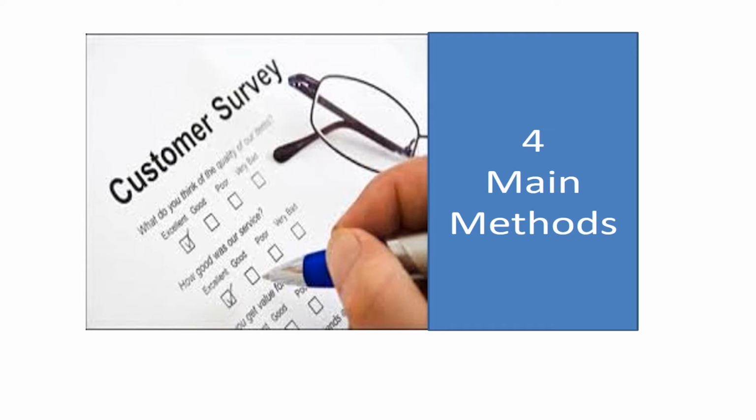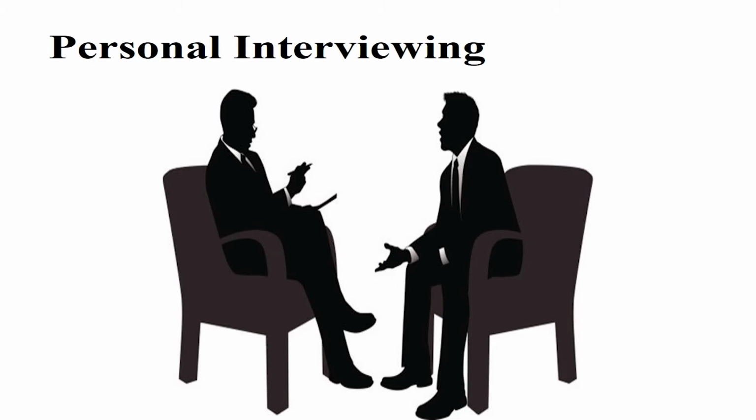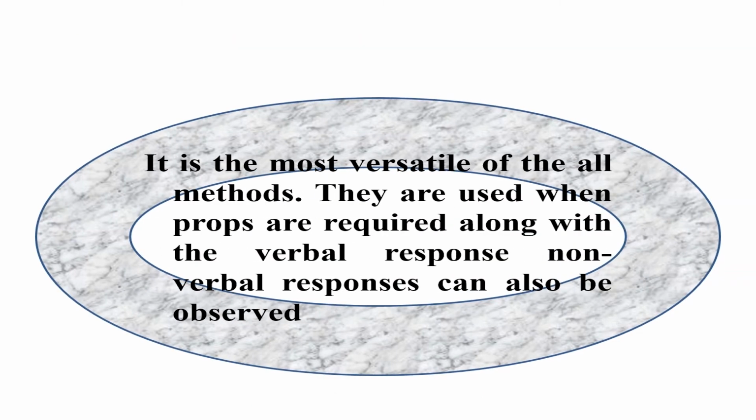The first is the telephonic interview. Telephonic interview stands out as the best method for gathering data quickly. Responses are collected from the respondents by the researcher on the telephone. The second is personal interviewing. This is the most versatile of all the methods. They are used when props are required along with the verbal response, and non-verbal responses can also be observed.